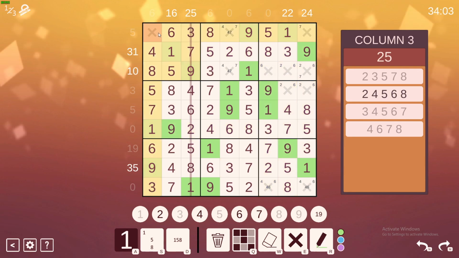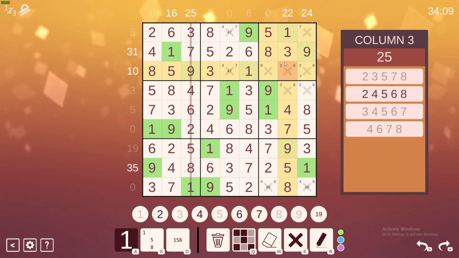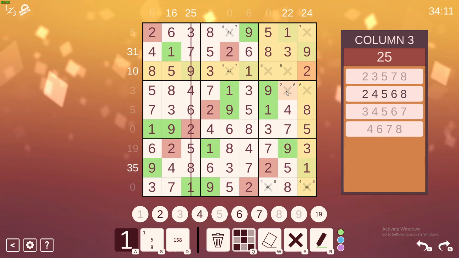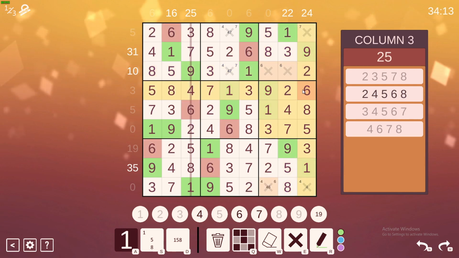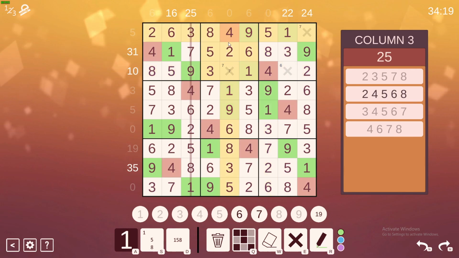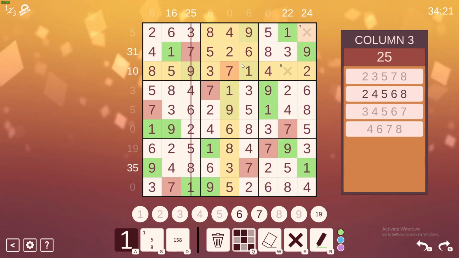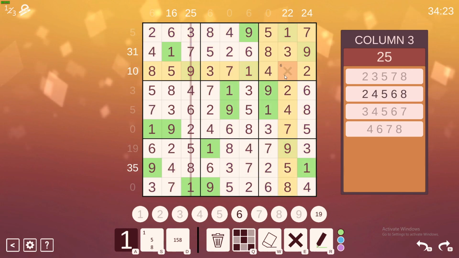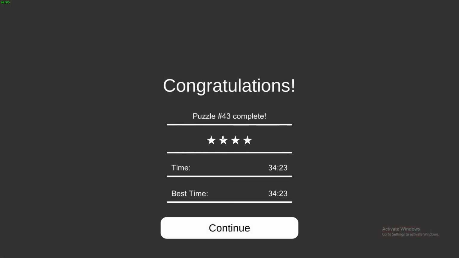We can place a 2 here. And this 3 tells us that we cannot have a 2 there anymore. So let's place our 2s. Let's get this 6 in. 6, 4, 4, 4, 7, 7, and R6. So we just completed this 4-star puzzle in 34 minutes and 23 seconds.